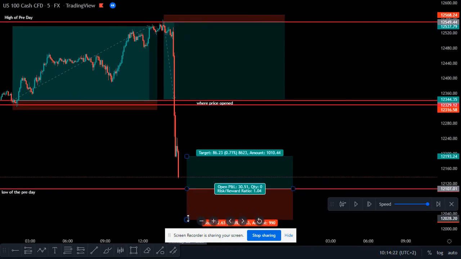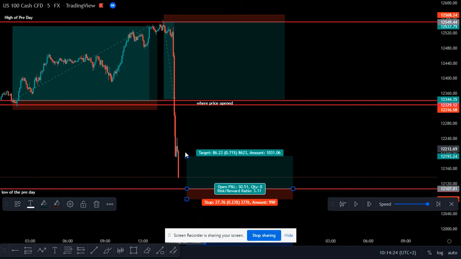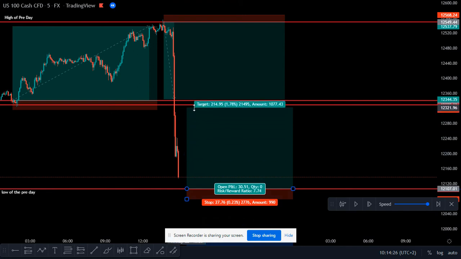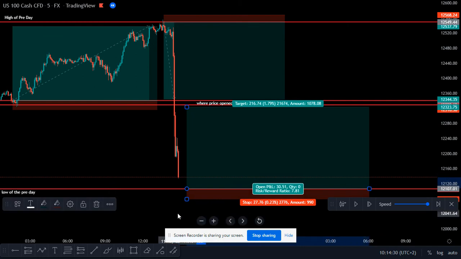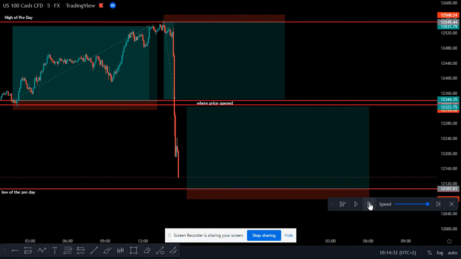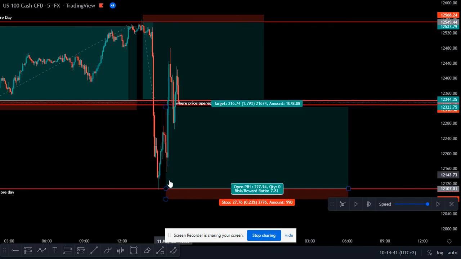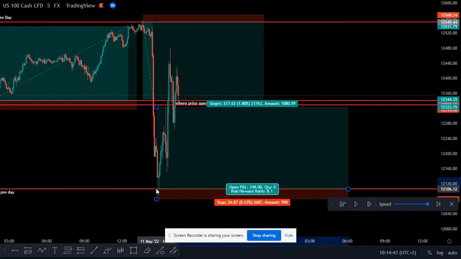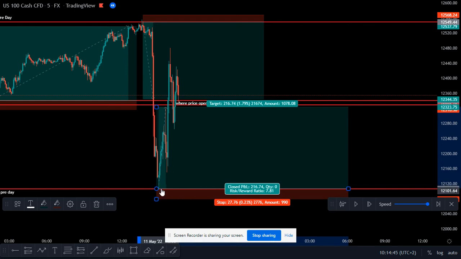Okay, let me do it like this. Make sure you have a small stop loss. Then that's our target. And we just let price play out. See if we'll be in. So as you can see, price came and clicked our buy limit and took us straight into take profit.